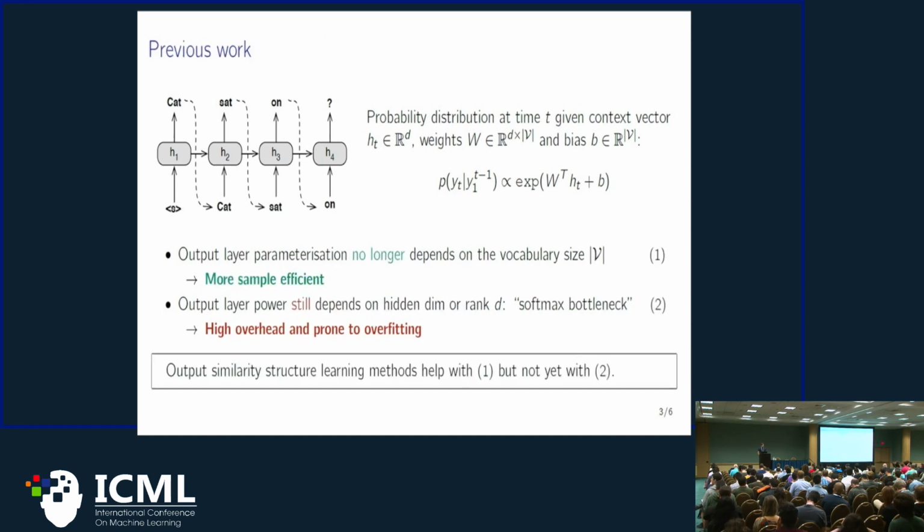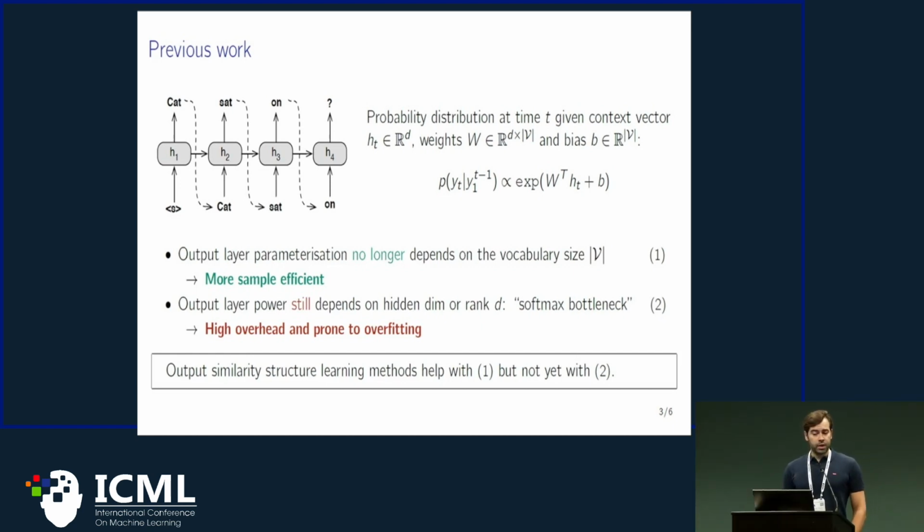Output similarity structure learning methods, which have been used for few-shot and zero-shot text classification, have the potential to address both limitations. However, currently they address only the first one, given that their parameterization no longer depends on the vocabulary size V, which makes them more sample efficient, and they also have the ability to transfer across output labels. However, the second limitation still holds, and this is what we address in our paper.